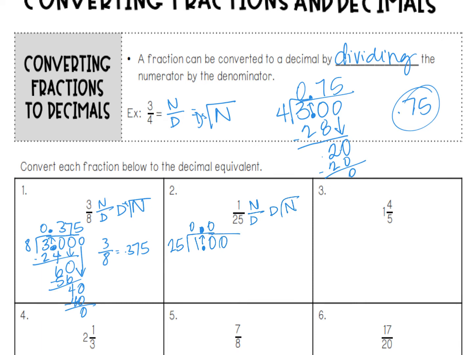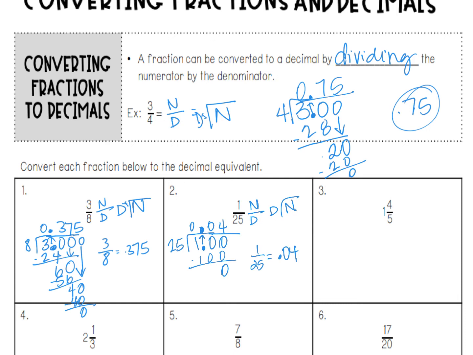And I know that 25 can go into 100 4 times. And 4 times 25 is 100. So 100 minus 100 equals 0. And 1/25 is equal to 4 hundredths. Alright, now when I solve number 3, I want to turn my fraction into a decimal.